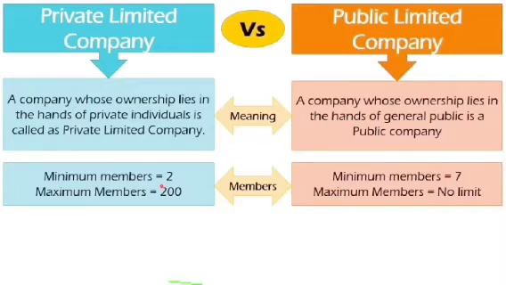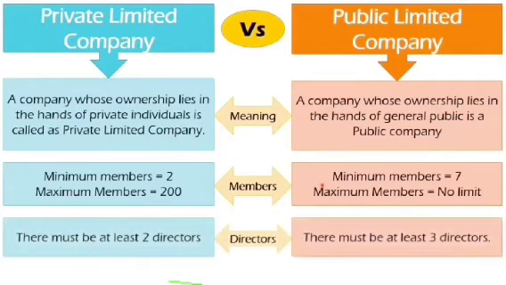Secondly, the minimum number of shareholders for a private limited company is 2, and the maximum number is 200. Although in countries like ours, Nigeria for example, the maximum number is 50. But for a public limited company, the minimum number of shareholders is 7, while it has no maximum number.